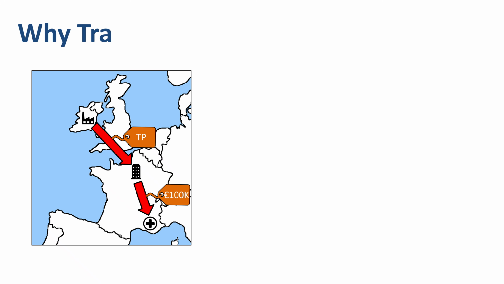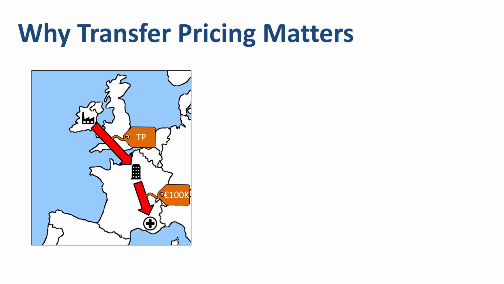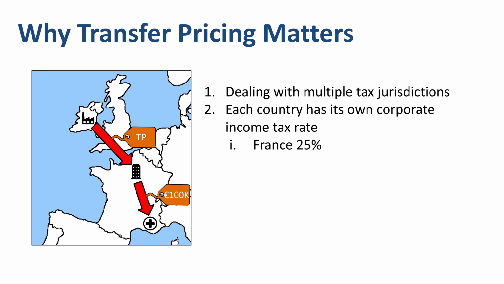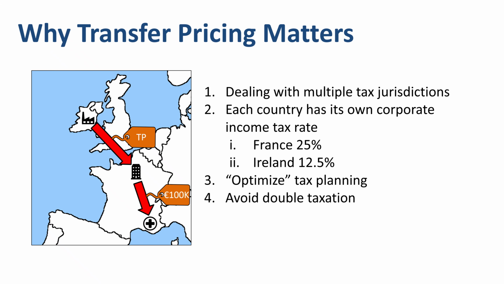Why does transfer pricing even matter? Both legal entities ultimately roll up into the same multinational enterprise anyway. Well, in the process of supplying the product to the customer, the MNE deals with multiple tax jurisdictions. Each country has its own corporate income tax rate, 25% in France, 12.5% in Ireland. The MNE wants to optimize its tax planning while at the same time avoiding the risk of double taxation.